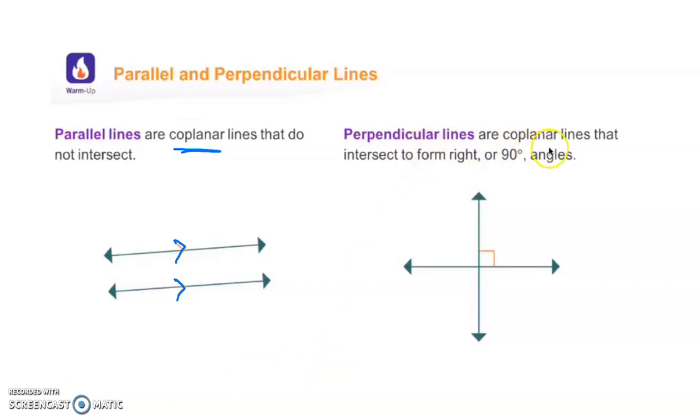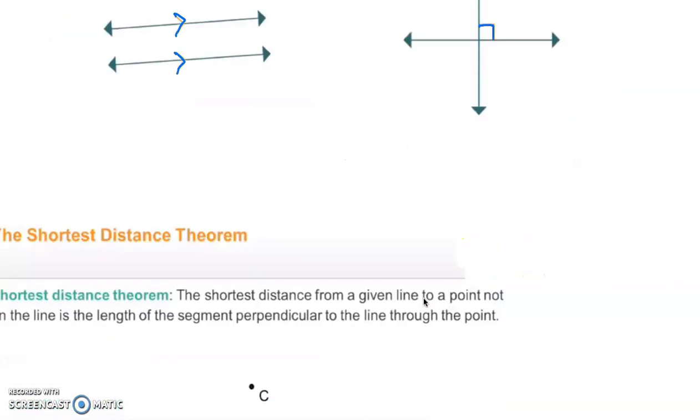Perpendicular lines are coplanar lines that intersect to form 90-degree angles, and 90-degree angles are like this little box. So they're perpendicular lines and they form right or 90-degree angles. So make sure you understand that.